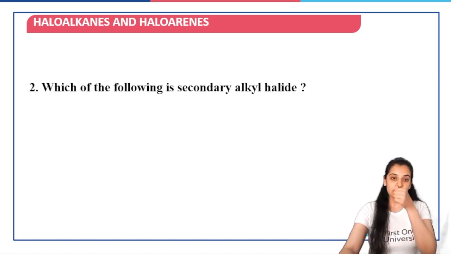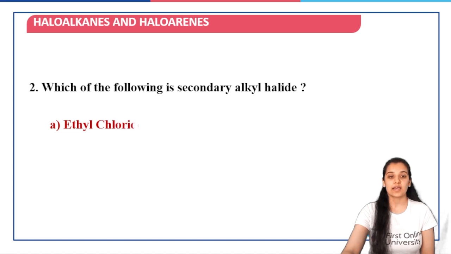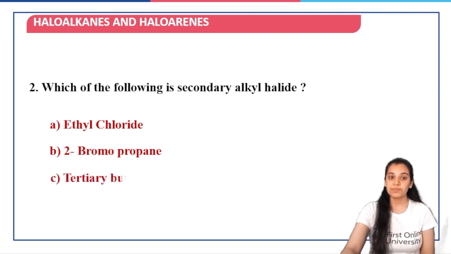Next question is, which of the following is a secondary alkyl halide? You draw the structures. Ethyl chloride is primary. 2-bromopropane is secondary. Tertiary butyl, as is clear from the name, is not going to be a secondary one.